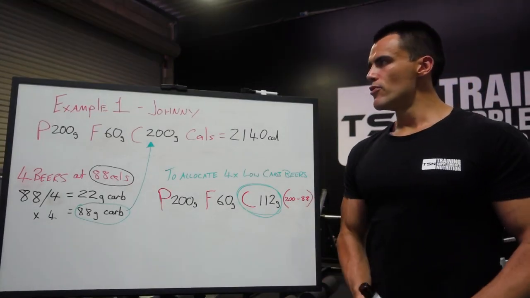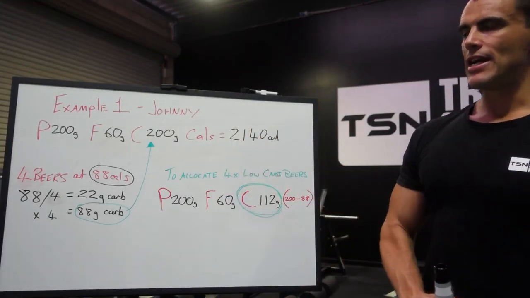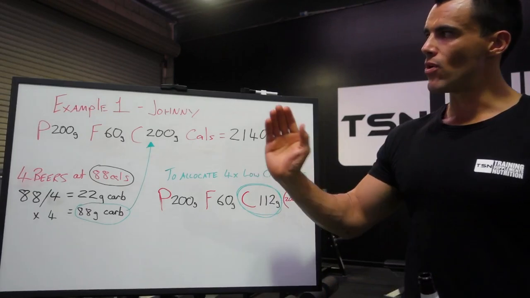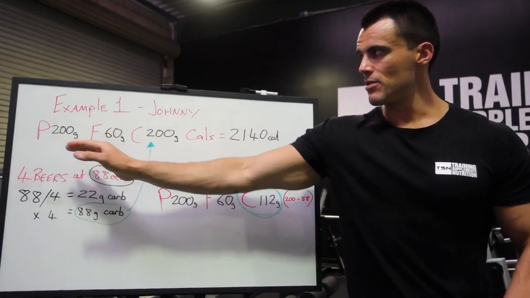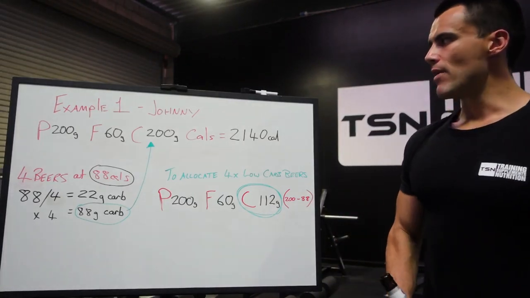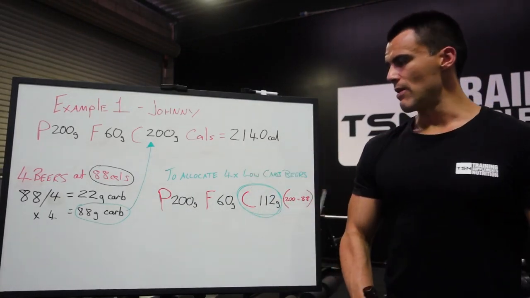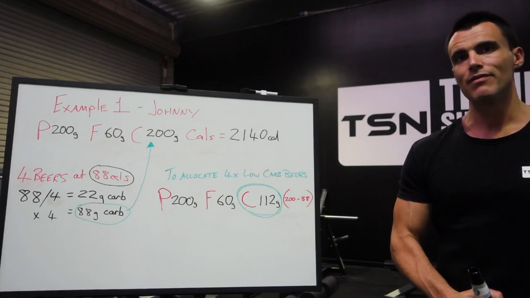Now let's go through example 1, being Johnny. Now Johnny, he is on 200 grams of carbohydrates, 200 grams of protein, and 60 grams of fat, for a total of 2140 calories, which is relatively average.